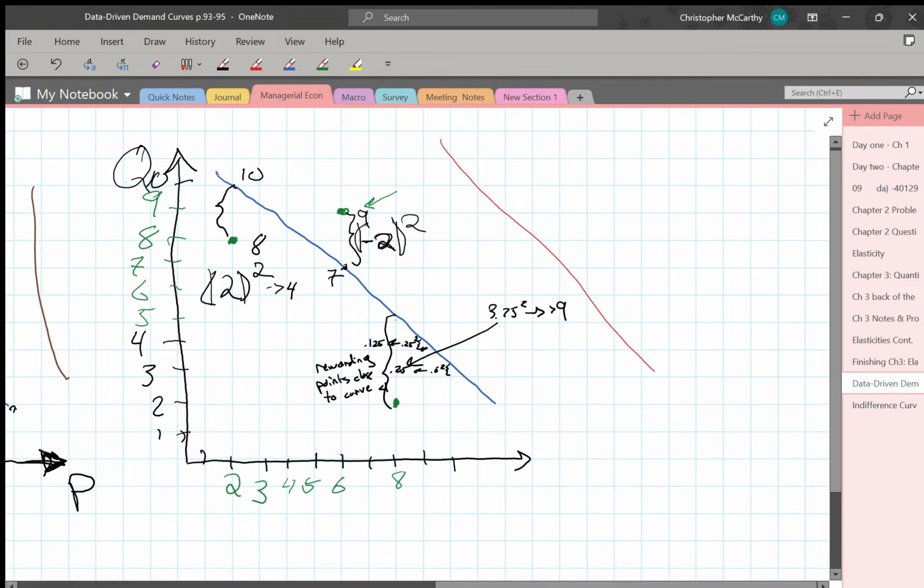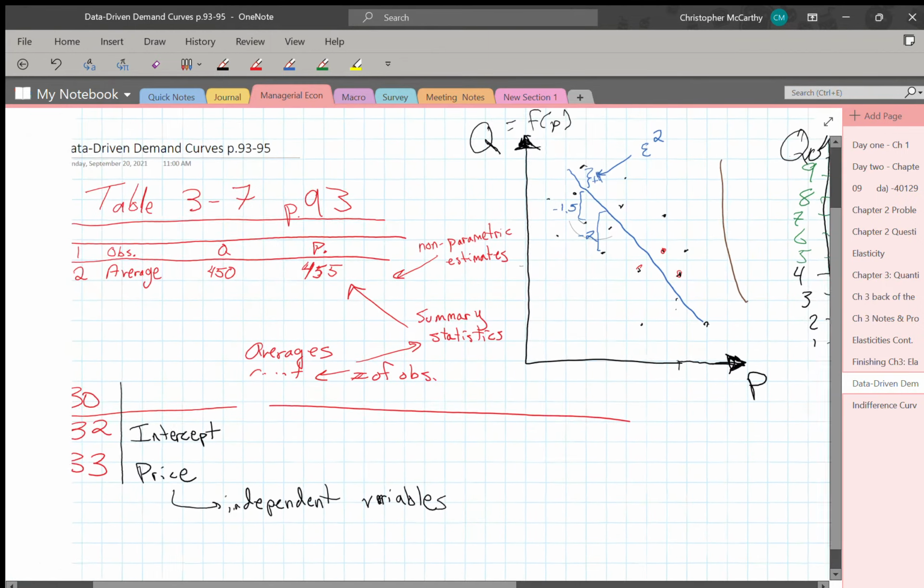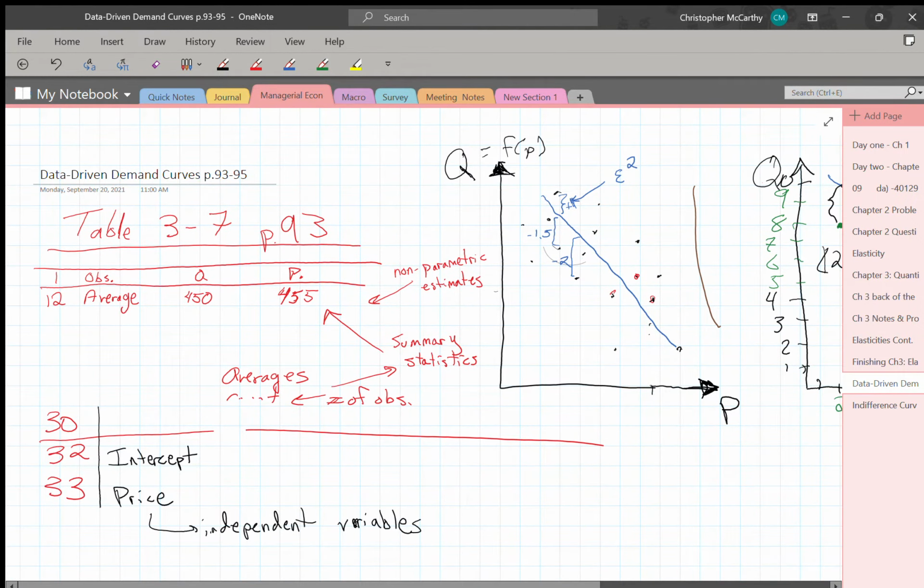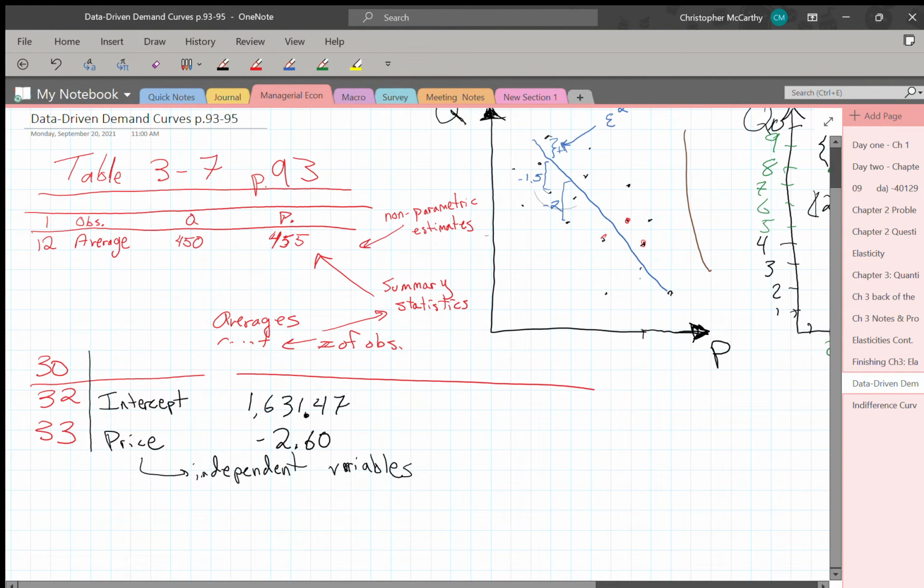All right, so in the text, we're told the intercept is 1,631.47, and we're told the price is negative 2.60. Let's just go over what these things are. These are what's called the coefficients.